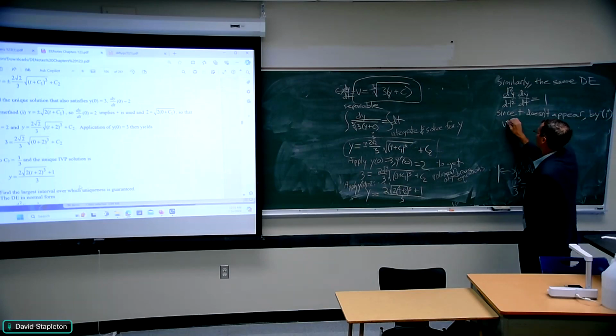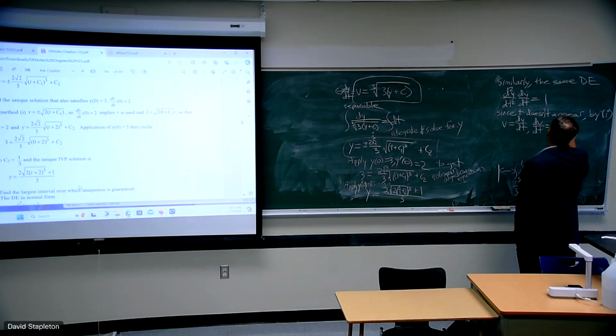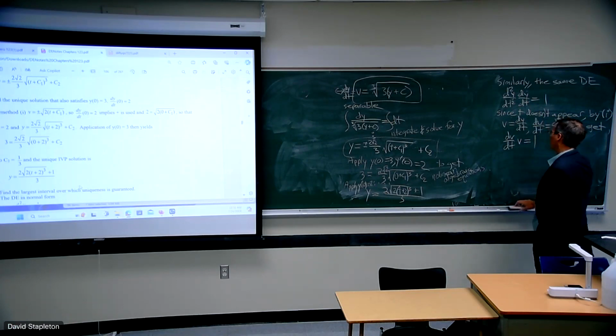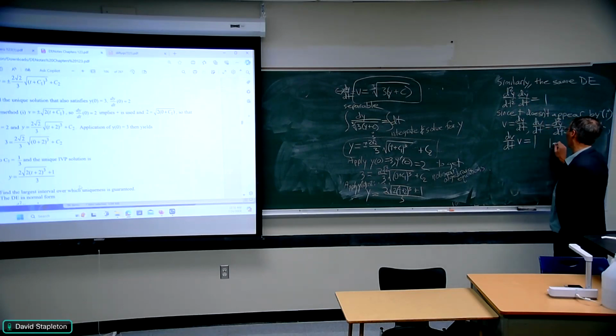And so we substitute v equals dy dt, but this time we also substitute dv dt equals d squared y dt squared. And so what do we get here? Well, d squared y dt squared gets replaced with dv dt, dy dt gets replaced with v, and we get this equals 1, a little easier equation, right? Now we separate variables again, so we get a first order equation by the substitution.